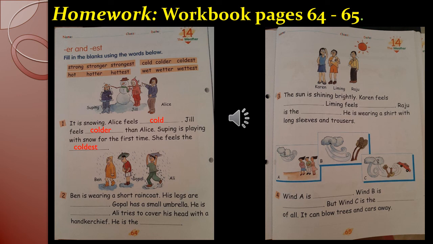So for the most part, boys and girls, you should be able to follow the basic system of writing cold, colder, coldest, or strong, stronger, strongest, or wet, wetter, wettest in the correct spaces. Okay, read the sentences, look at the pictures, and write the correct words in the correct place. Good luck, boys and girls.